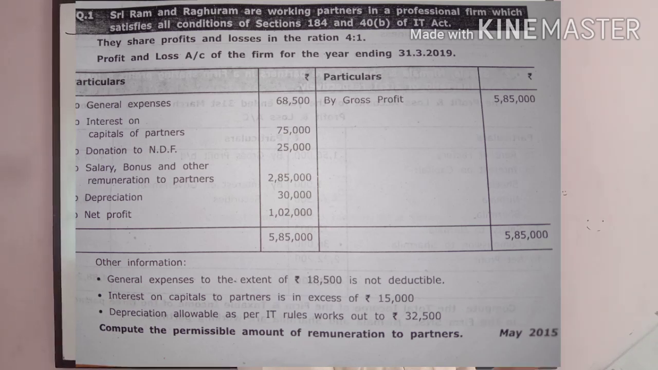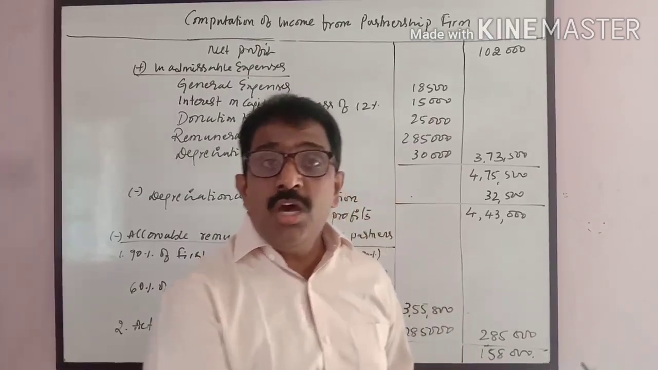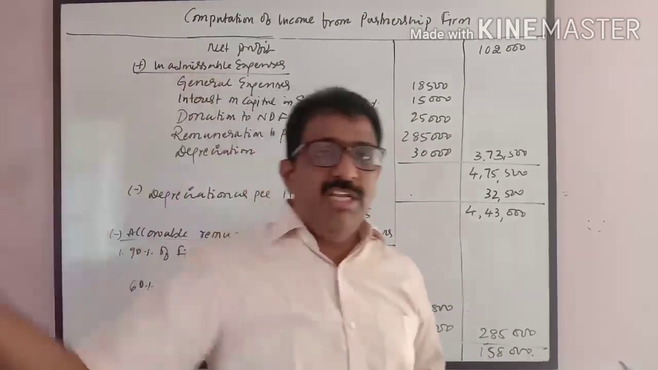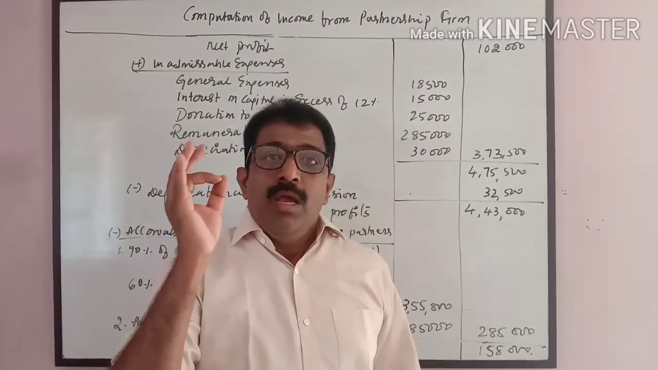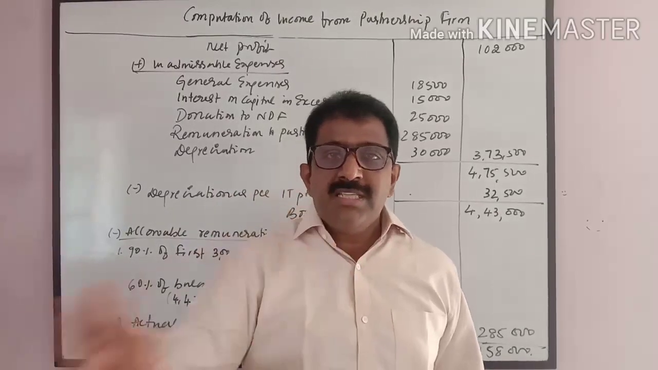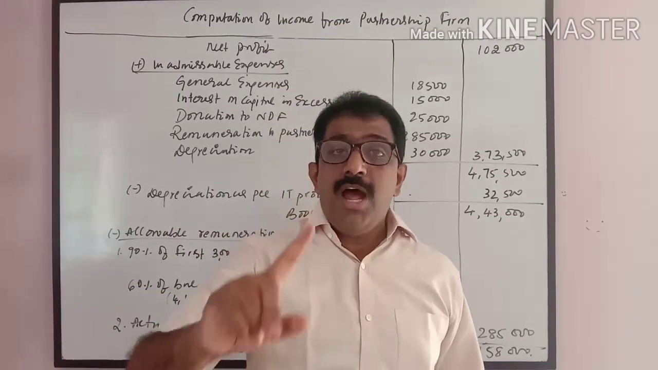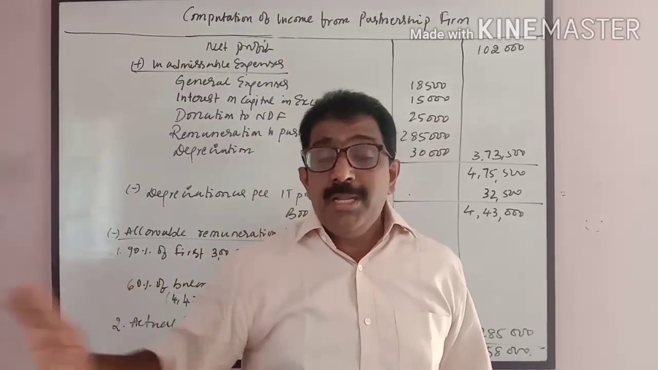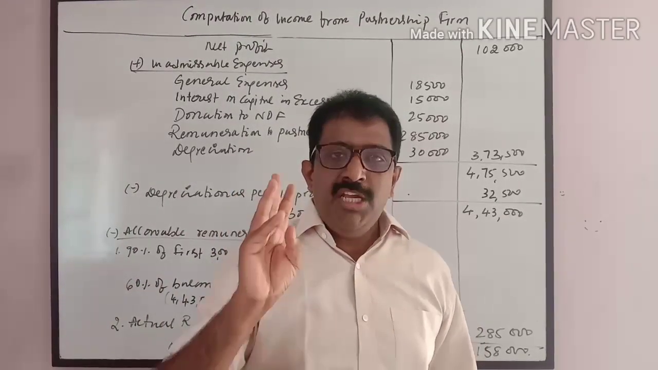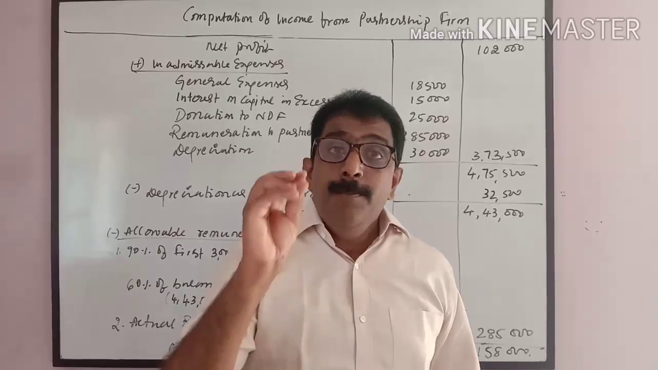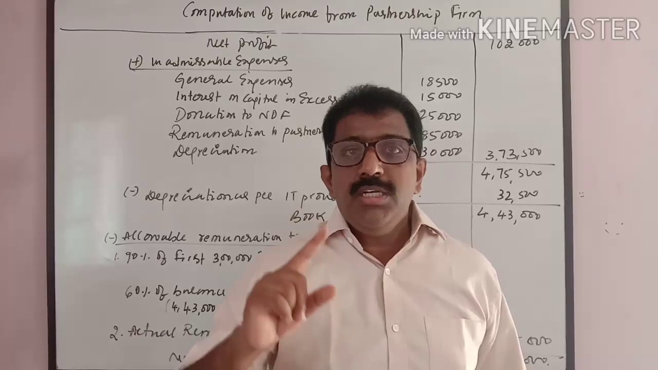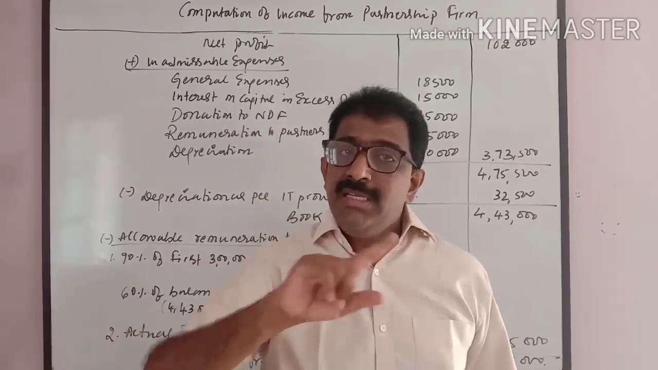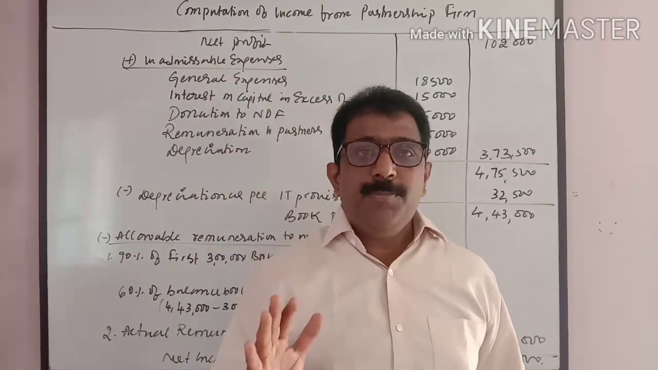Here on the debit side you have all the expenses, whereby we have to find out which are the admissible expenses. Just recollect the things I discussed earlier. All expenses related to business are admissible. Any expenses which are not related to business are inadmissible. Donations, charities paid, inadmissible. Provisions, inadmissible. Any interest on partners' capital in excess of 12% is inadmissible. All these should be kept in mind.